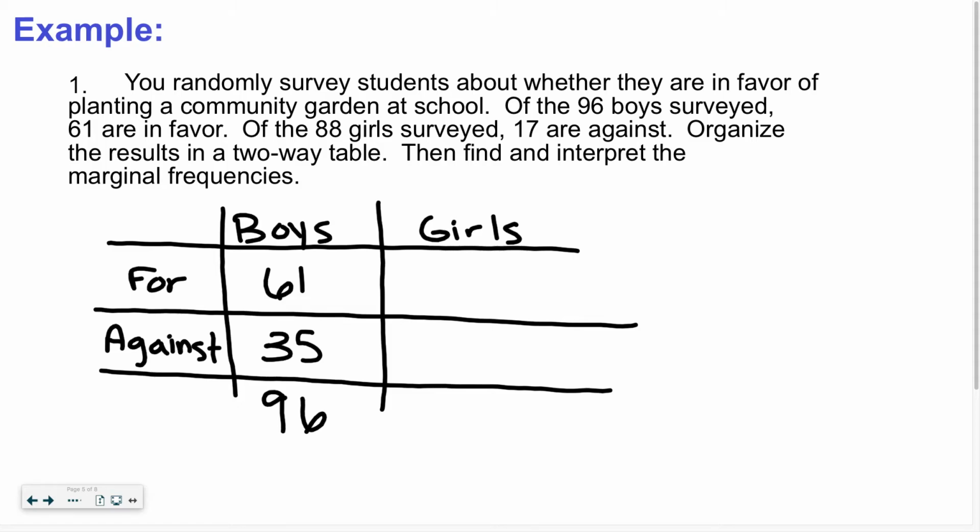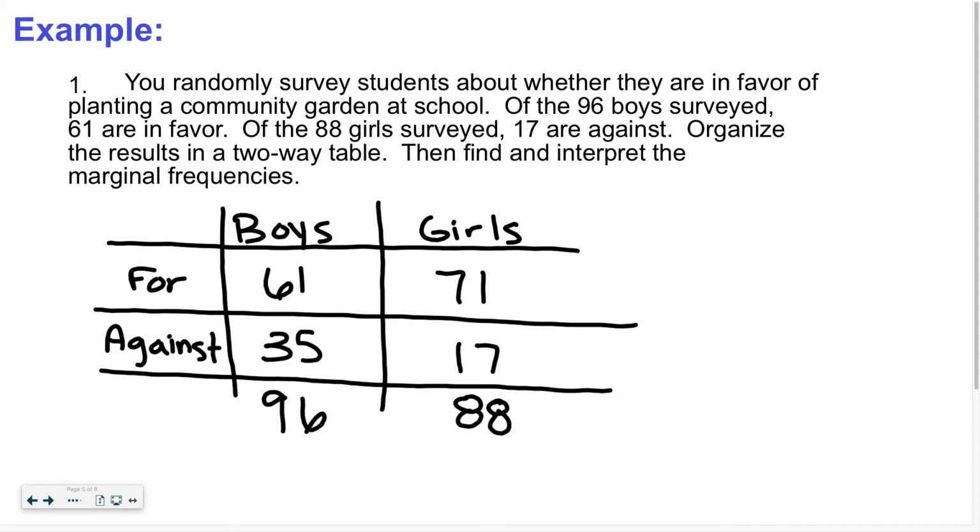Of the 88 girls surveyed, that's another marginal. This is all the girls. 17 are against. Which mathematically leaves me with 71 for. And it says organize the results in a two-way table. I think we've got that.